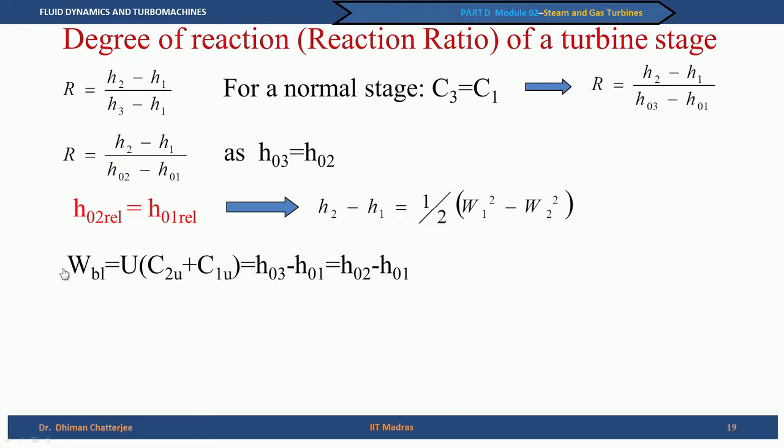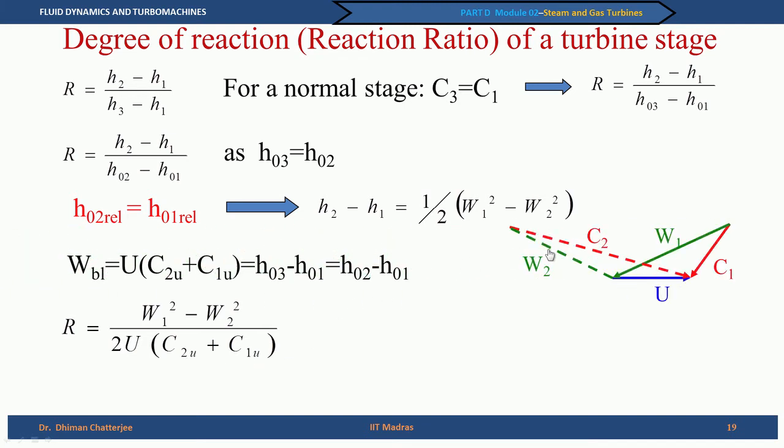So, we can also know that the blade work WBL is U times (C2U plus C1U), which gives me H03 minus H01, which is nothing but H02 minus H01. So, now we have an expression for H02 minus H01 as well as H2 minus H1 in terms of the velocity components, and we can write it either way, that is in terms of the enthalpies or in terms of the velocities, and we can write (W1 square minus W2 square) by 2U times (C2U plus C1U).